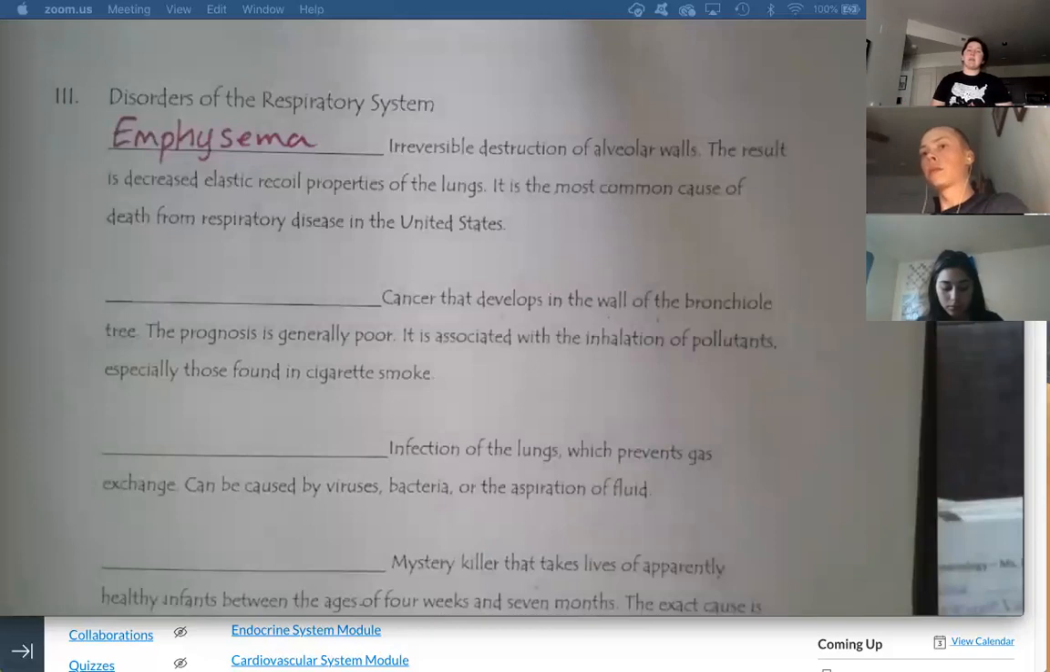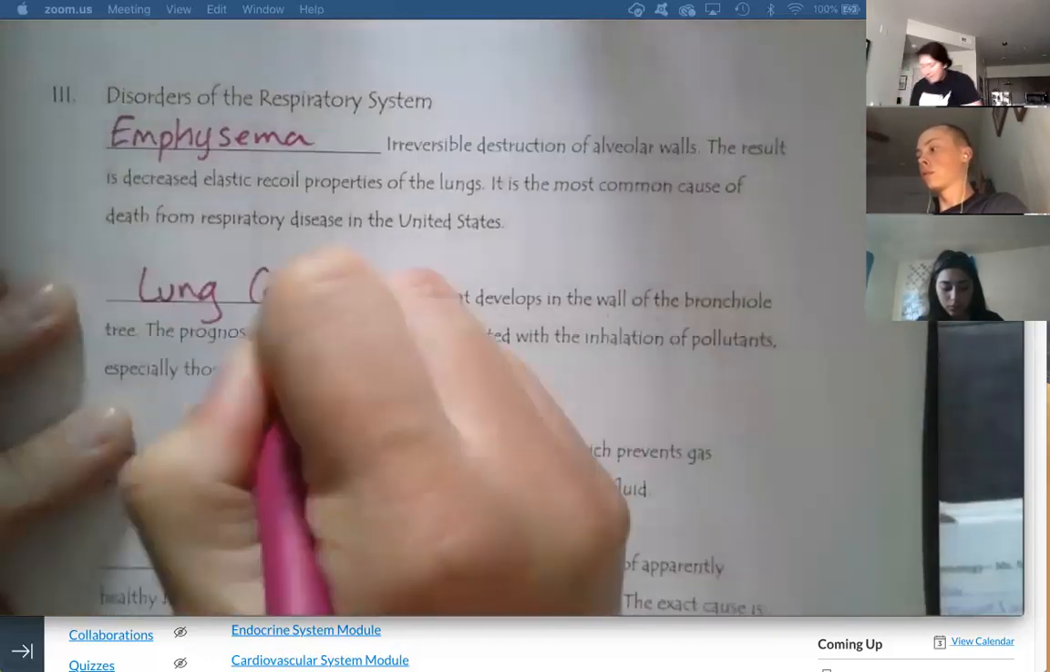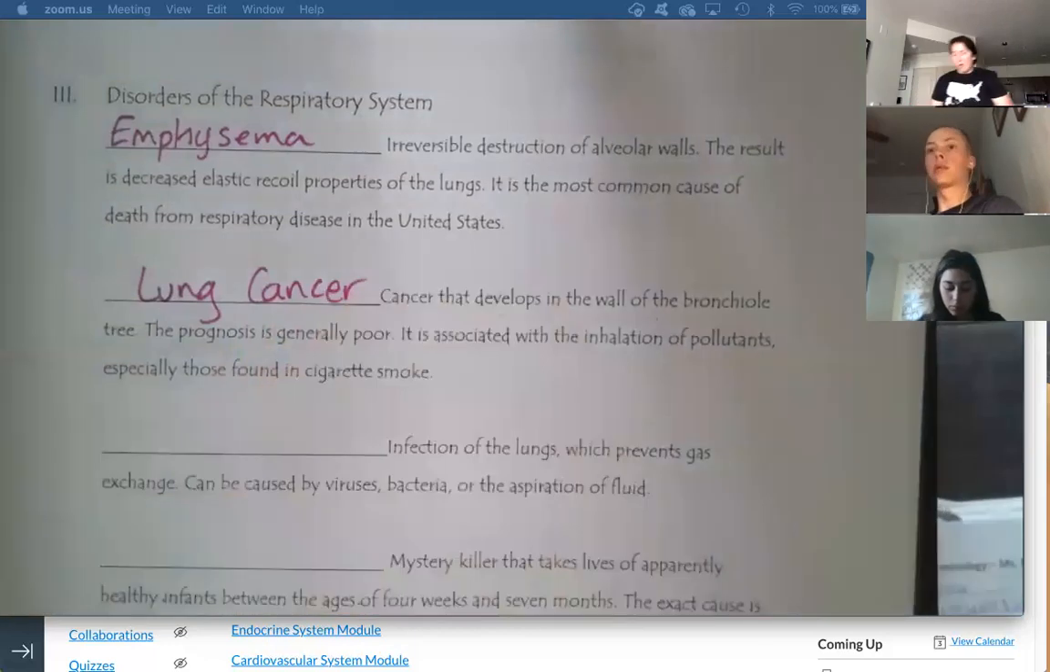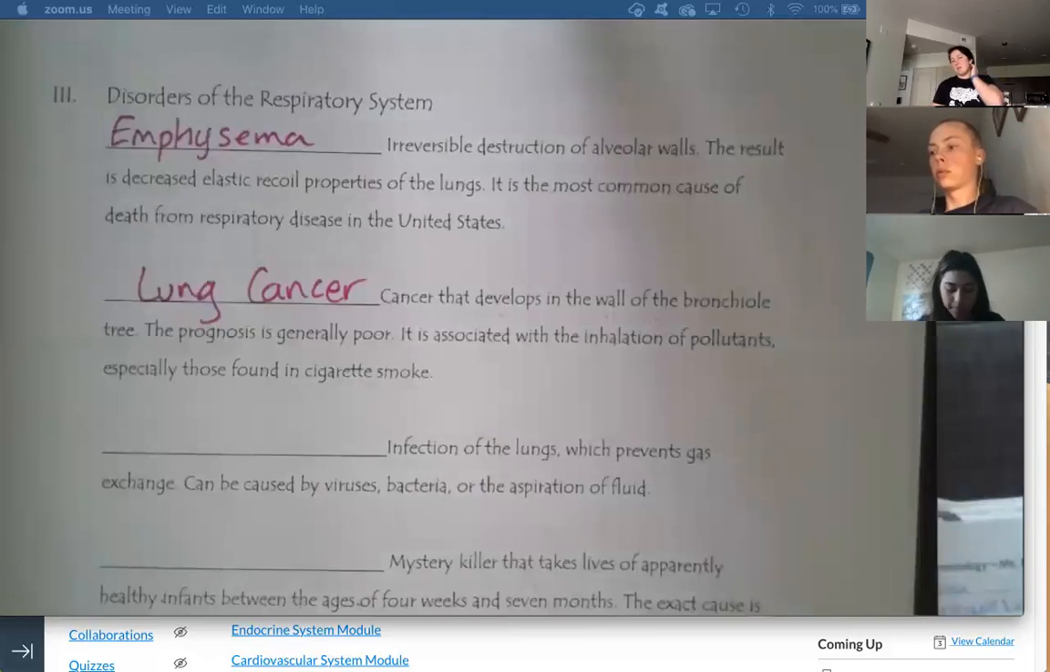All right, a type of cancer, lung cancer. It develops in the walls of the bronchial tree, so all the bronchioles get cancer and get tumors in them, which makes it very hard to breathe. Unfortunately, lung cancer is one of the cancers that's very hard to treat, so the prognosis is not very good. When somebody's been diagnosed with lung cancer, the likelihood that they will die from it is very high. It is usually associated with inhalation of pollutants, and that usually comes from smoking or secondhand smoke.